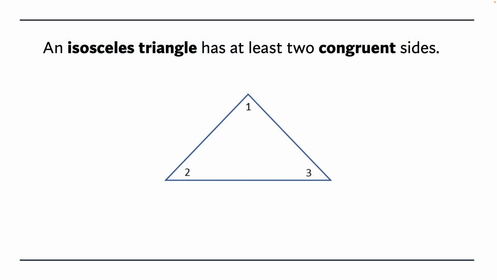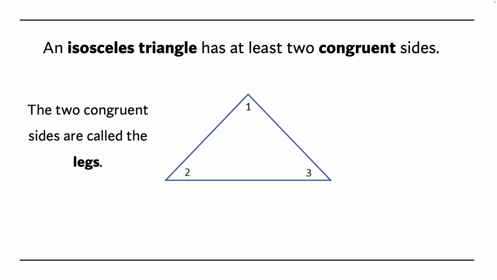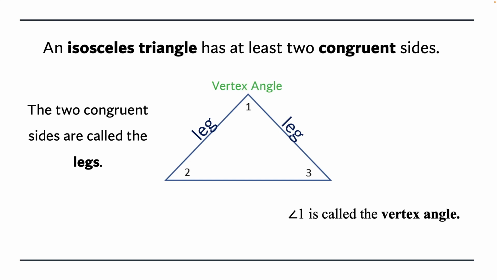So just a review on isosceles triangles. An isosceles triangle has at least two congruent sides, and we call those two congruent sides legs. Between the legs is called the vertex angle, and at the base of each leg is called a base angle.